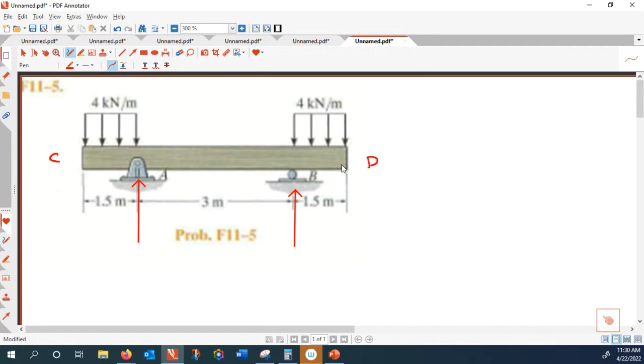So add 2 letters to the beginning and end, making the labelings complete. And to find out the reactions, let's replace the distributed load with the resultant. That would be 4 times 1.5 is 6. So because of the symmetry, we're going to have 6 and 6 here.